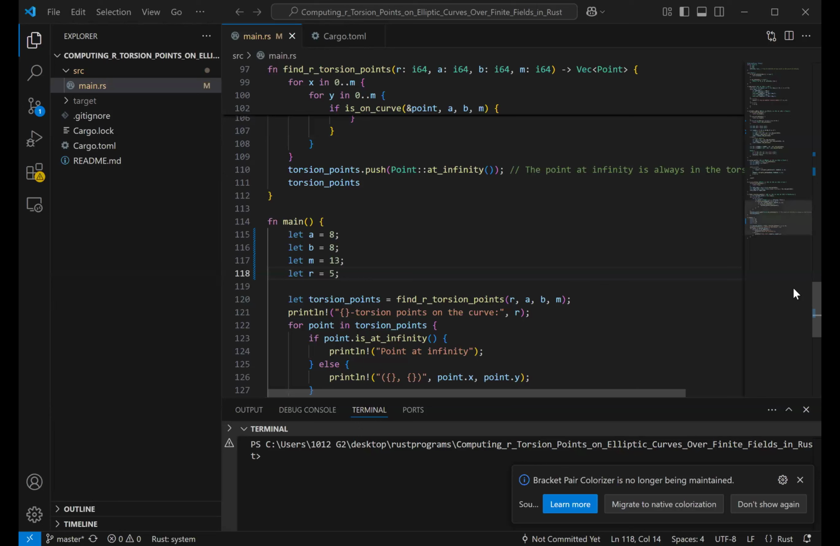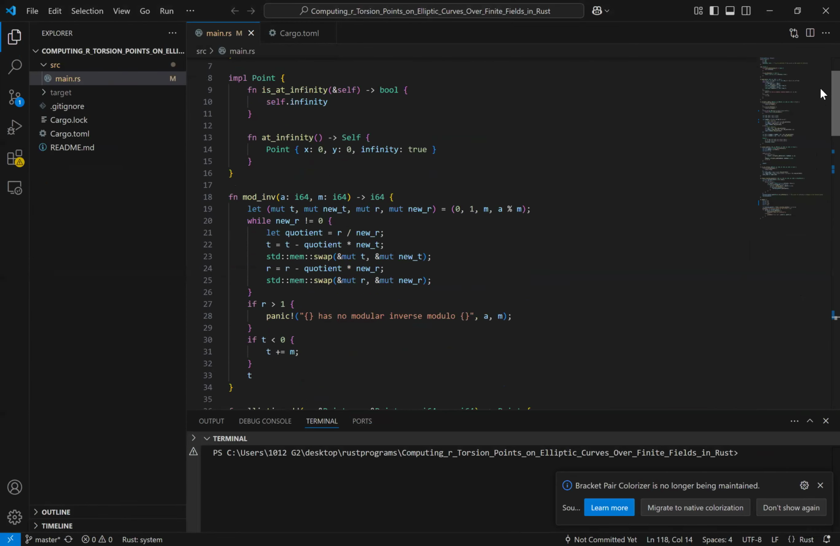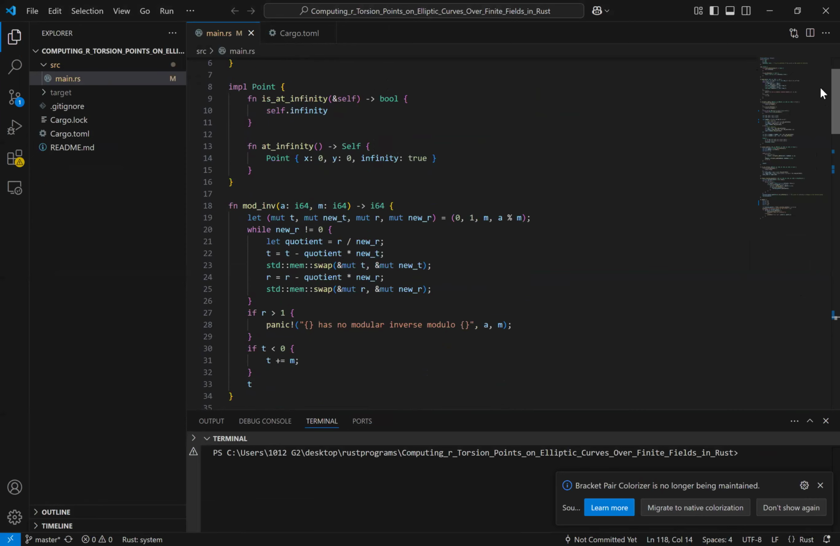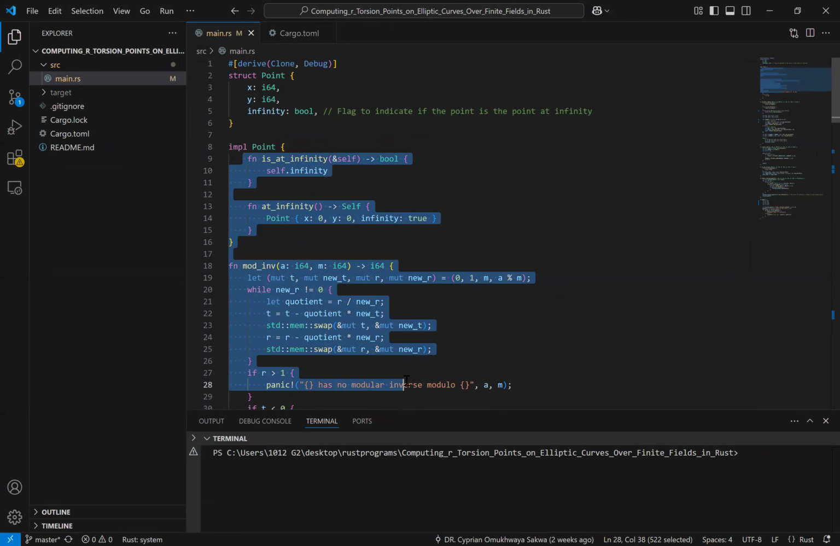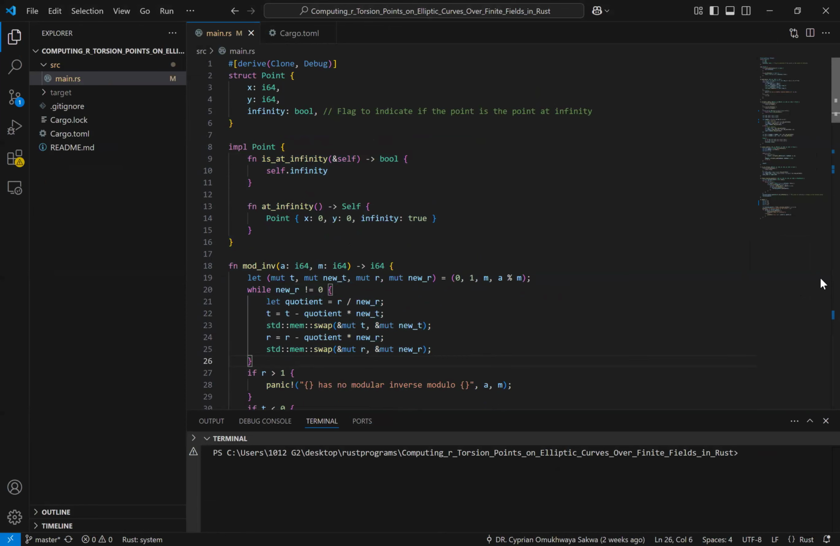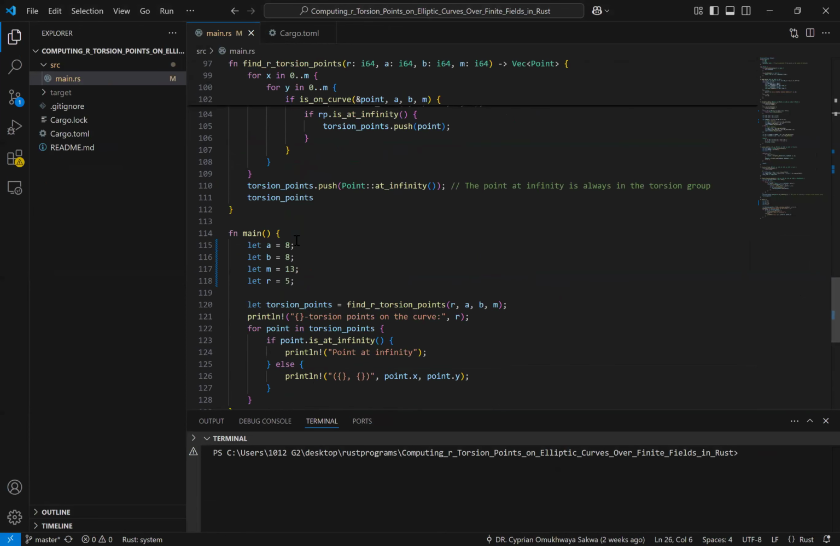So I've avoided looking at the manual calculation because we have done that. So the code for finding R torsion points is the one I've been explaining. Is here. I've already explained the whole of it, beginning from function at infinity and so on. Find the mod inverse, I've explained that. And so let's come here and insert our values.